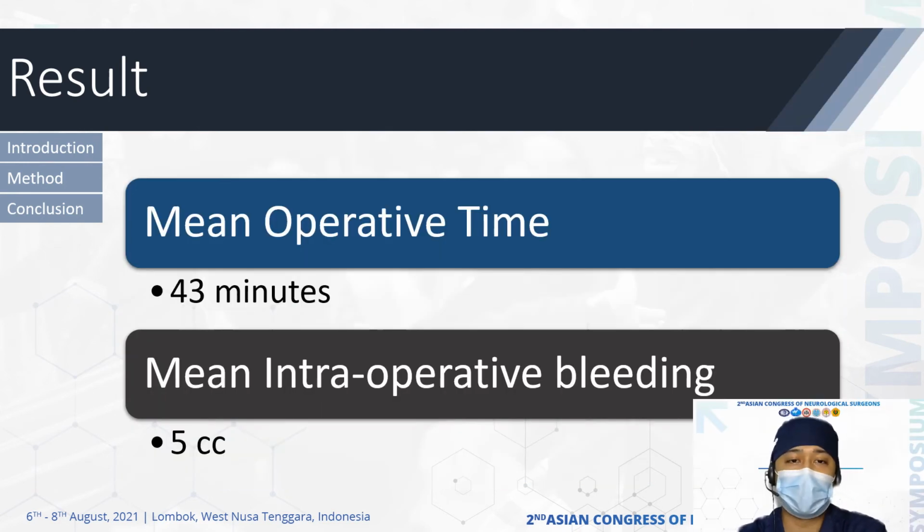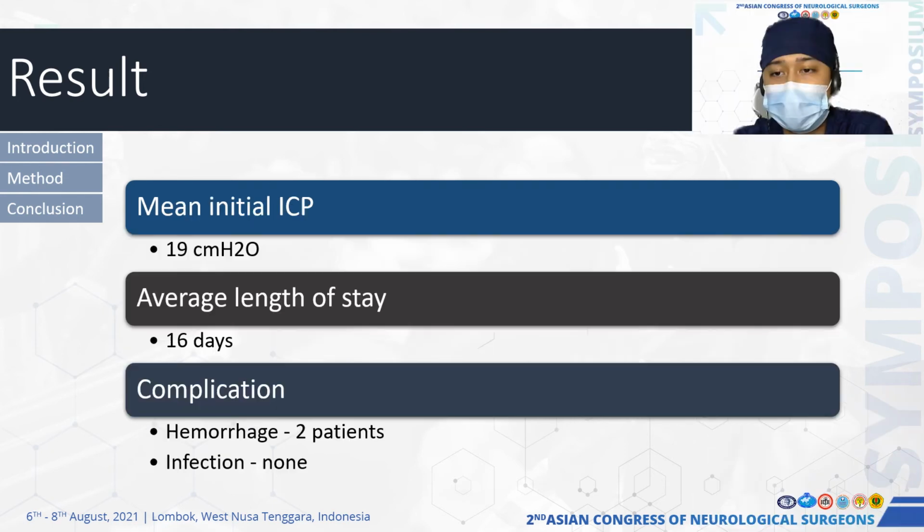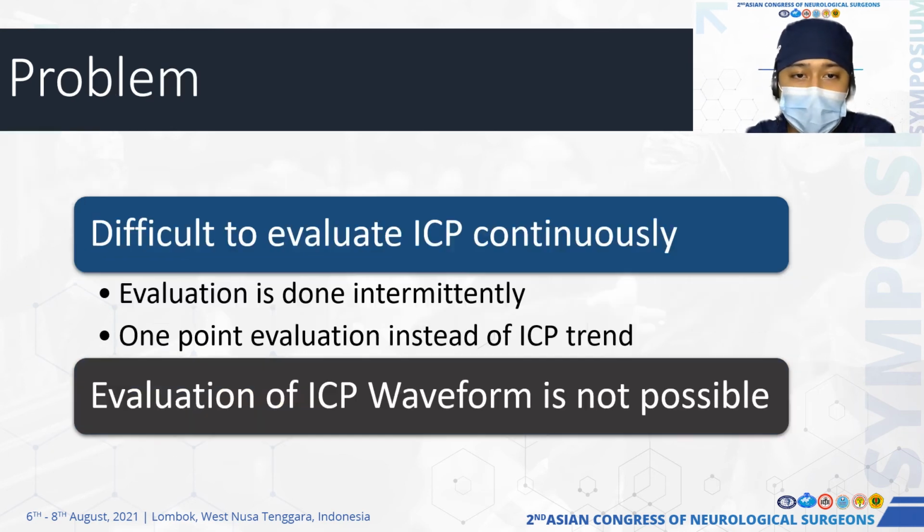And this is the summary of our findings. The mean operative time is about 43 minutes, the mean intraoperative bleeding is only 5 cc, the mean initial ICP is about 19 centimeters of water, and the average length of stay is about 60 days. So some have a really long length of stay in the hospital. There was a complication of hemorrhage in 2 patients and fatality, with no infection.